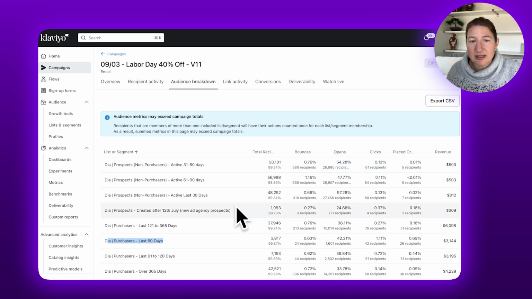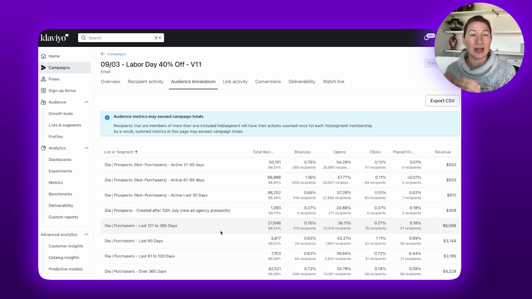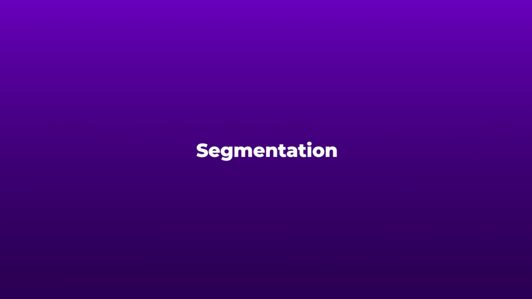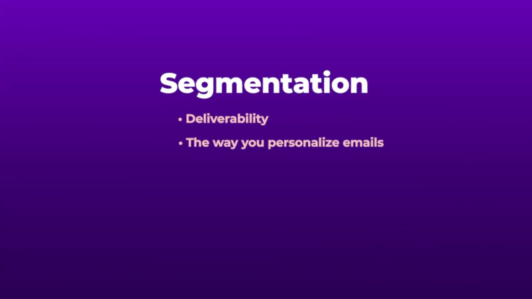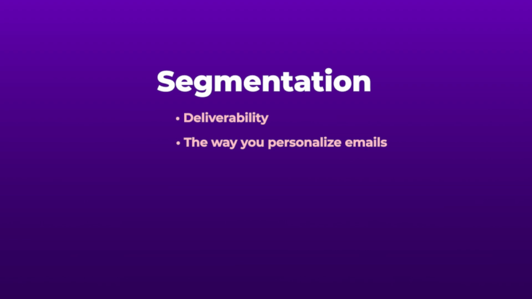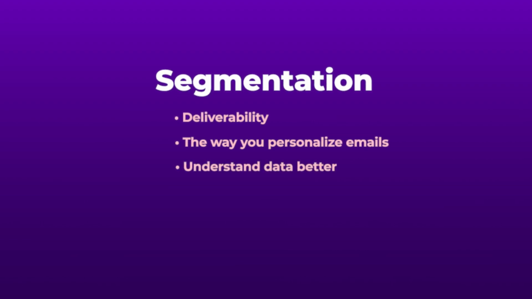So looking through these stats helps you dig in to get better data. And that's why segmentation is so important. It gets you much better data and it allows you to personalize your email campaigns even better. And that's it. Now that you know the number one thing that you absolutely should be doing is segmentation, you can improve your deliverability, you can improve the way you personalize your emails, who gets what, and you can understand your data better and how different groups interact with the exact same email, further improving how you personalize.